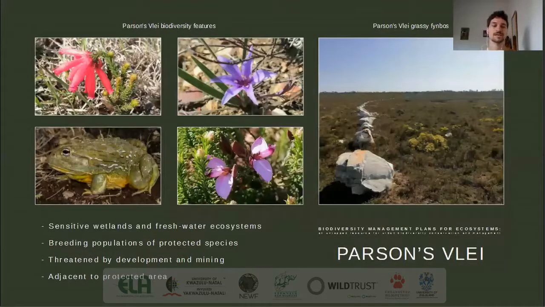So, as I mentioned, Parsons Vlei supports a number of sensitive freshwater ecosystems, including intact wetlands that support breeding populations of protected species such as the giant African bullfrog. Currently, the ecosystem is threatened by urban sprawl as well as mining activities, and it requires a biodiversity management plan to ensure the persistence of the intact vegetation and habitat in the area.